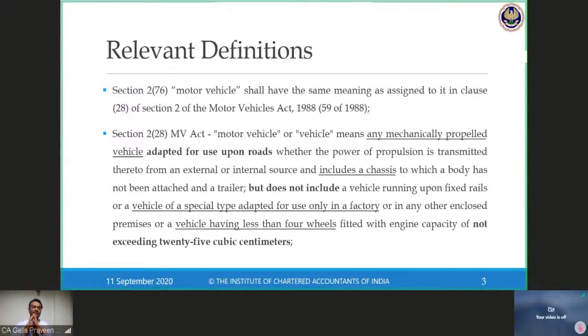First definition to start with, motor vehicle. This is one definition which is tested every now and then, especially from the input tax entitlement angle. Under GST law, section 2, subsection 76 has defined motor vehicle. This term motor vehicle has the meaning assigned to it as per clause 28 of the Motor Vehicles Act. At times, instead of redefining, let me just refer to the original law.